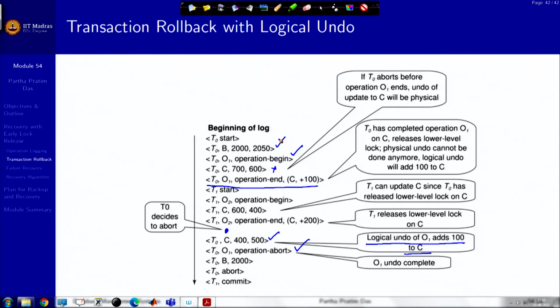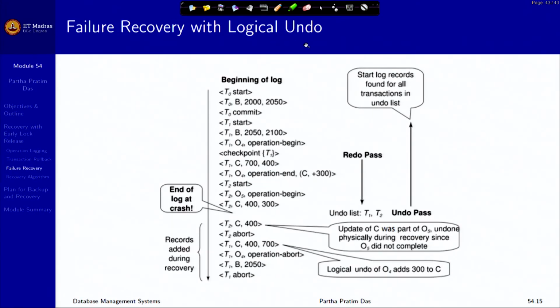B had not been written in the data structure. So, for B you do a physical undo and you write the compensation log record, and then you come to the beginning of T0, you write T0 abort. T1 eventually commits, and when T1 commits, the value of C is 500, which was originally 700, and the effect of reducing it by 200 is surviving. The effect of reducing it by a further 100, which T0 had done, has been annulled. Right?